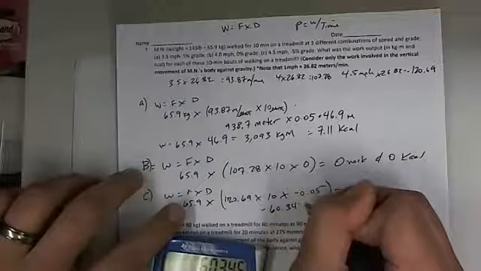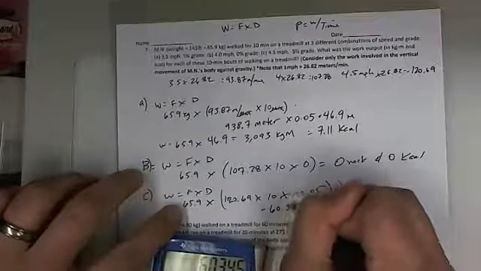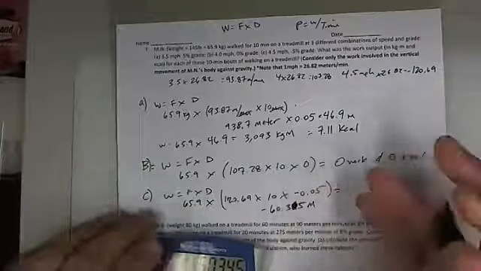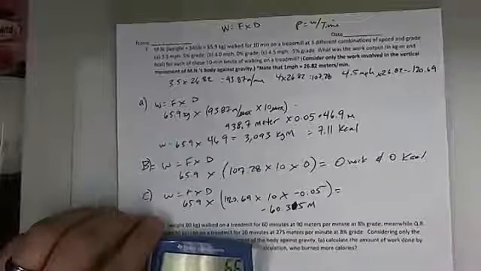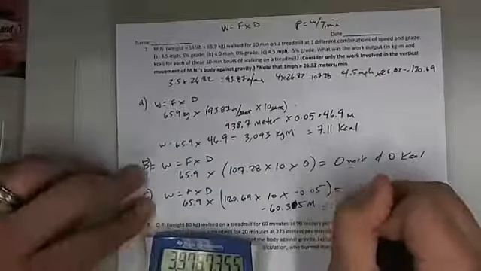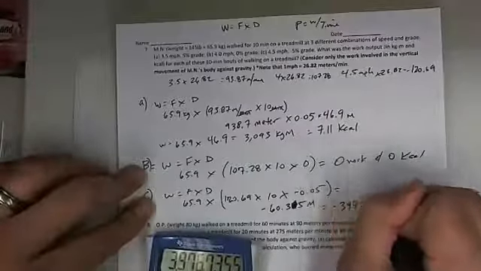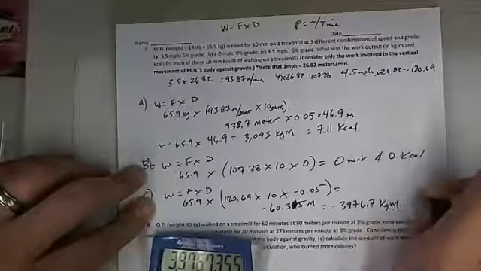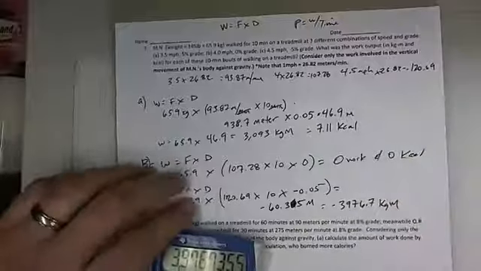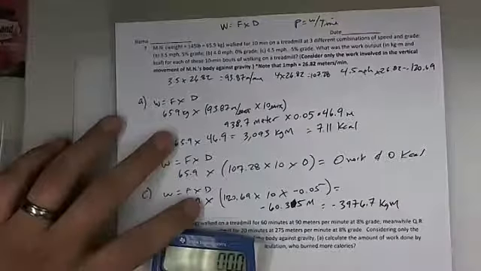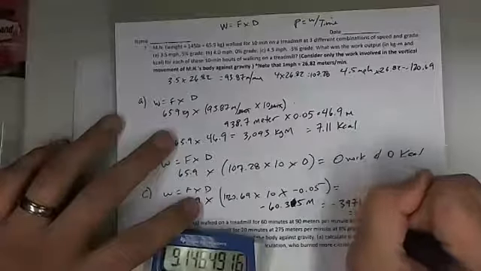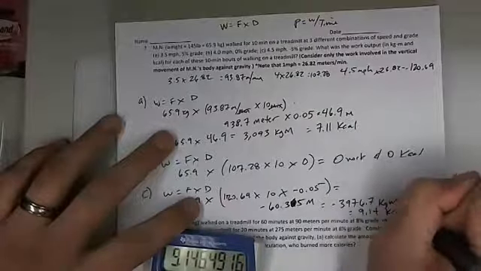60.34 or 35 meters in the vertical component times 65.9 gives us negative 3976.7 kilogram meters. And then to get that into kcals, multiply that number 0.0023 equals 9.14 kcals.